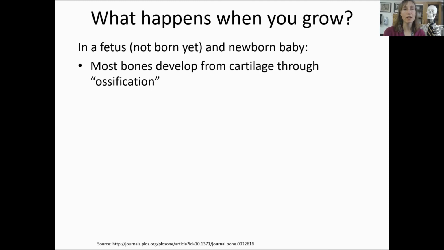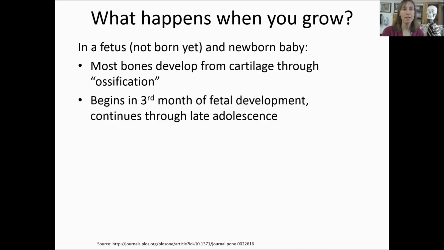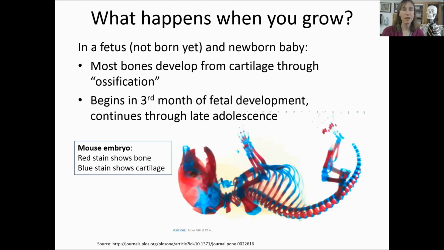So a fetus and a newborn baby, especially a fetus, most of the bones are developed from cartilage. So in the fetus, in the embryo, it's still cartilage. And then there's a process called ossification, where this cartilage is turned into bones. The only one that's not true of is your skull. Most of your other bones are replacement of cartilage. This begins in about the third month when you're inside your mom, so during your fetal development, and you still have cartilage turning into bones, maybe still right now. So it's still happening.